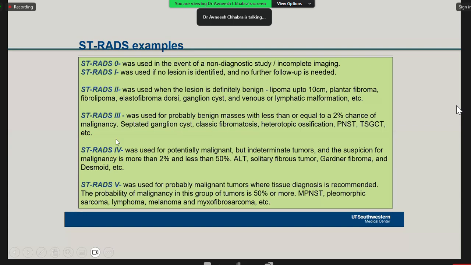And then 4 is malignancies more than 2%, less than 50%, similar to bone tumor. Now you have atypical lipomatous tumor, solitary fibrous tumor, which shouldn't be making the diagnosis of benign or malignant just on imaging because you can be wrong. Gardner's fibroma, desmoids, etc. And then 5 are your classic malignancies, malignant peripheral nerve sheath tumors, pleomorphic sarcoma, leiomyosarcoma, lymphoma, melanoma, myxofibrosarcoma, Kaposi sarcoma, all the bad ones go in there.